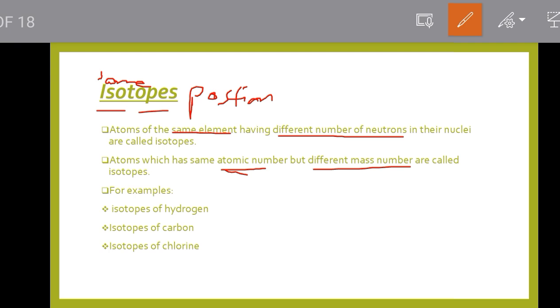Here are some examples of isotopes. Different elements have different numbers of isotopes. Like hydrogen has 3 isotopes, carbon has also 3 isotopes, and chlorine has 2 isotopes.